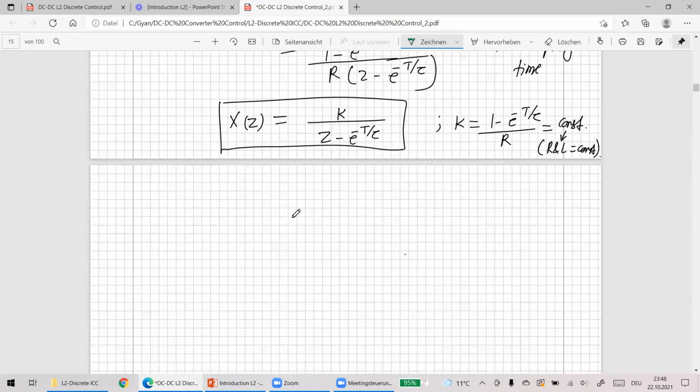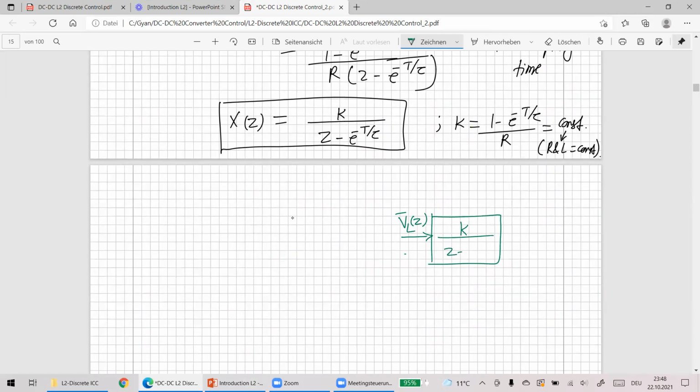And now let's draw the plant model in discrete time domain. It's very easy. We have our VL average already in discrete time domain, and we have the gain, which is K over this. And then we get IL average in discrete time domain. So that's it. This is our discrete plant model.